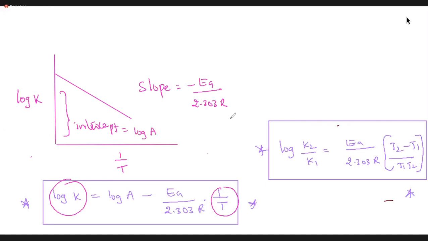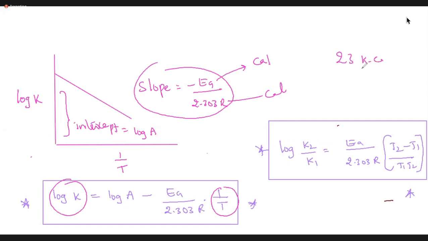Copy this. Based on the graph, they will give you the slope value and ask you to calculate the activation energy. So you have to see in which unit the activation energy is given. In the same unit, you have to take the R value. Are you following? For example, the slope value is given as 23 kilocalories. What is the activation energy? They will ask you.